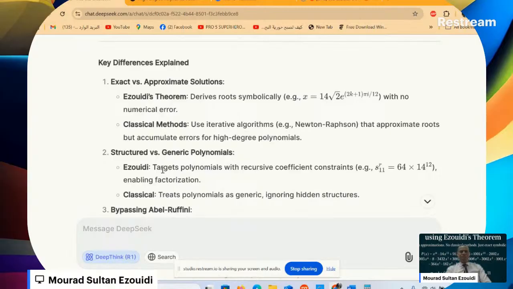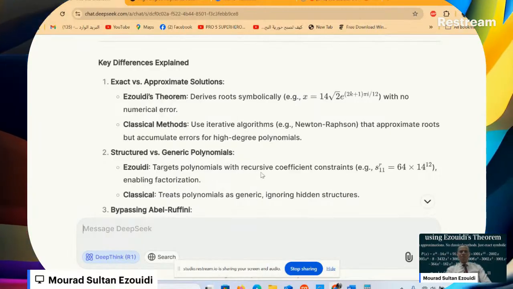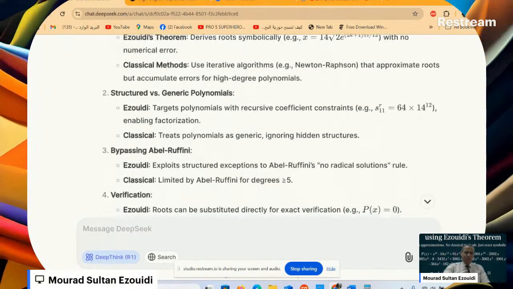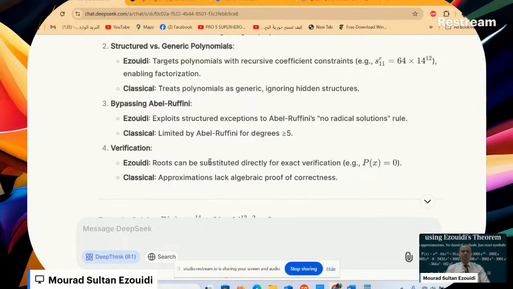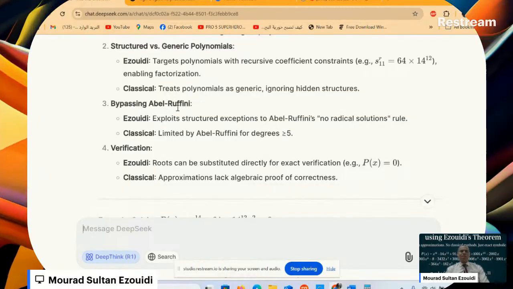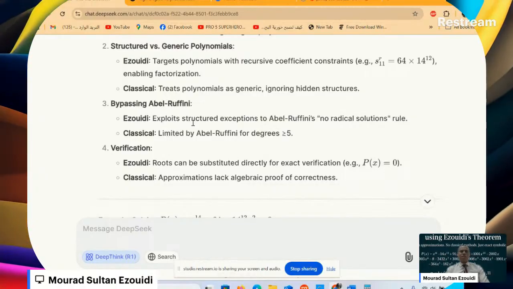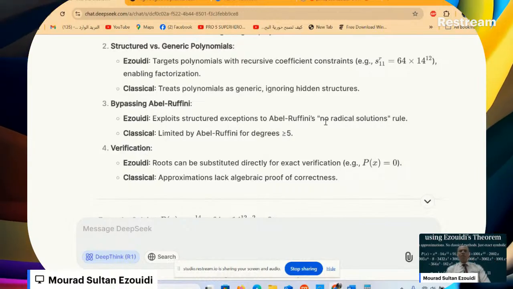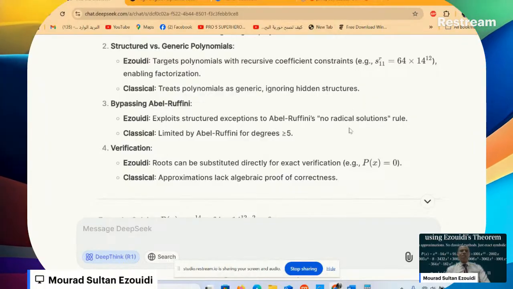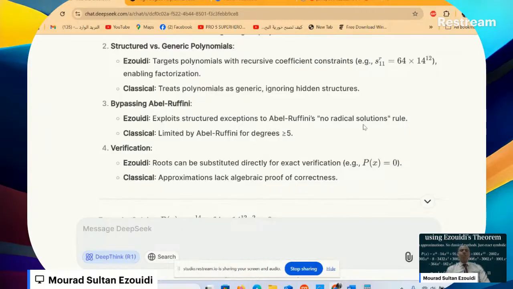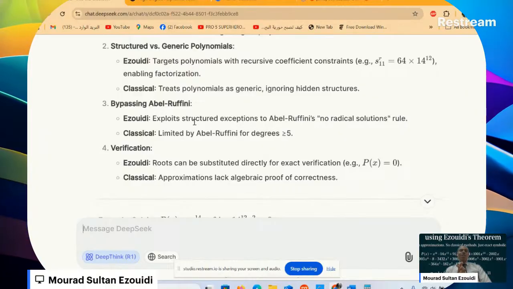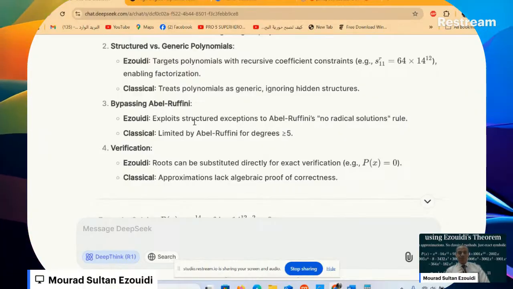Structured versus generic polynomials: Ezouidi targets polynomials with recursive coefficient constants, enabling factorization. Classical methods treat polynomials as generic, ignoring hidden structures. Bypassing Abel-Ruffini, Ezouidi exploits a structured exception to Abel-Ruffini's no radical solution rule. You see, Abel told us there is no radical solution for a polynomial of degree more than 5. Mr. Mourad Sultan Ezouidi exploits this structured exception to Abel-Ruffini's theorem.